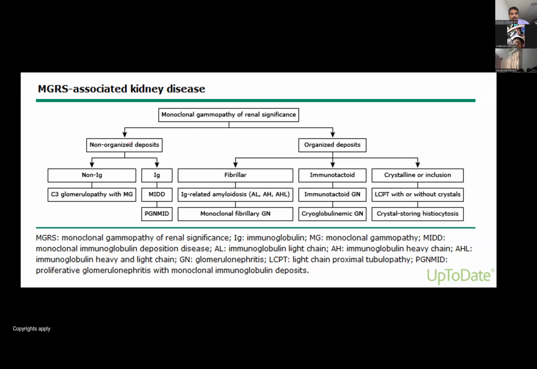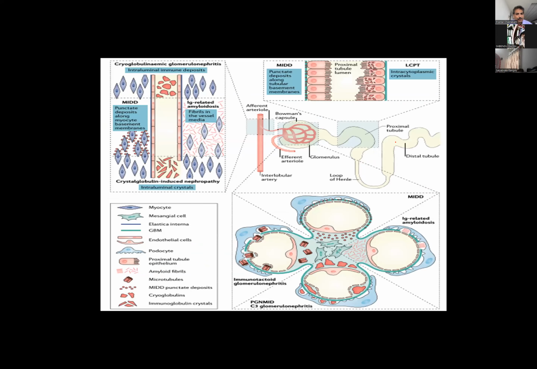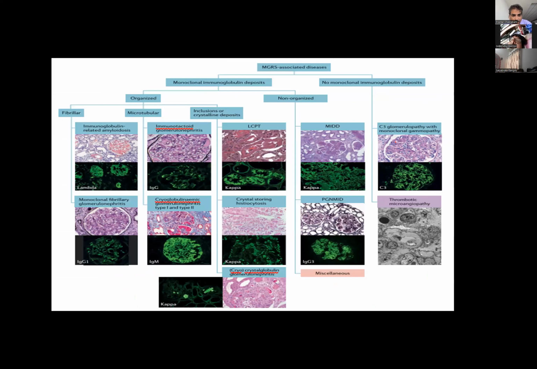The usual associated diseases are based on whether they are non-organized or organized. You need a very good nephropathologist. And the organizations can be fibrillar, immunotactoid, crystalline. Don't worry, I'll show you some beautiful pictures. And this is where they can hit. So depending on where they deposit and what is the inflammatory reaction, you can even have IgG-related amyloidosis. You can have immunoglobulin deposition disorders, and you can have light chain disorders, immunotactoid glomerulonephritis. So obviously this is in the domain of the nephropathologist, but remember as a clinician that it can destroy the kidney and it's a reversible disease.